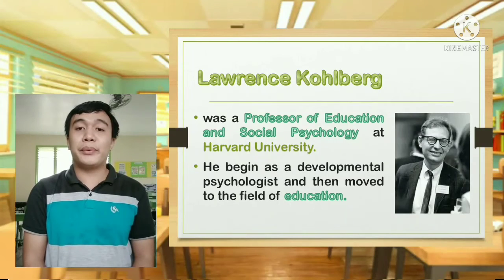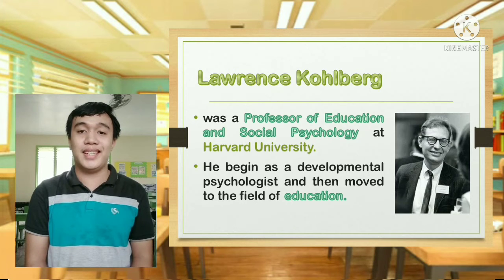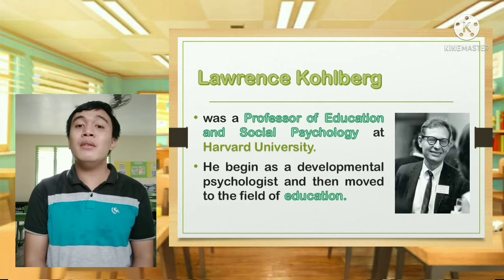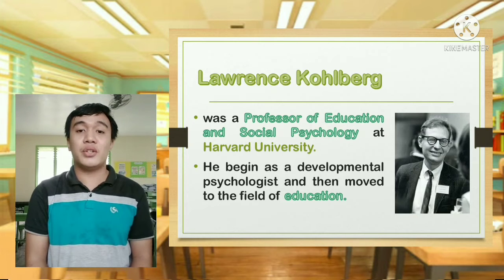Before we proceed to the main discussion on the key concepts of Kohlberg's 6 stages of moral development, let me provide a brief background on Kohlberg and his theory. First of all, Lawrence Kohlberg was a professor of education and social psychology at Harvard University. He began as a developmental psychologist and then moved into the field of education.